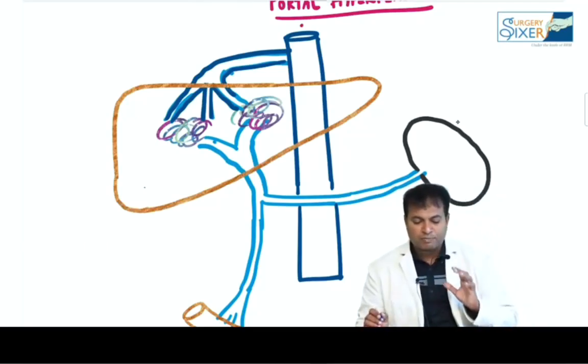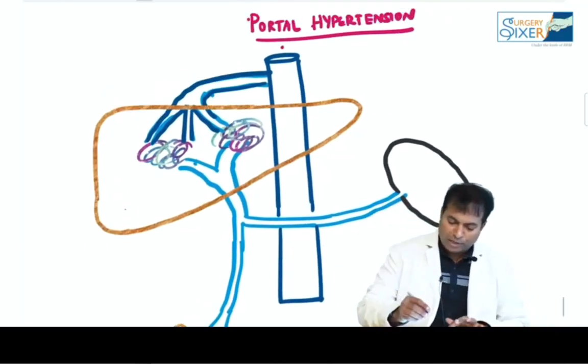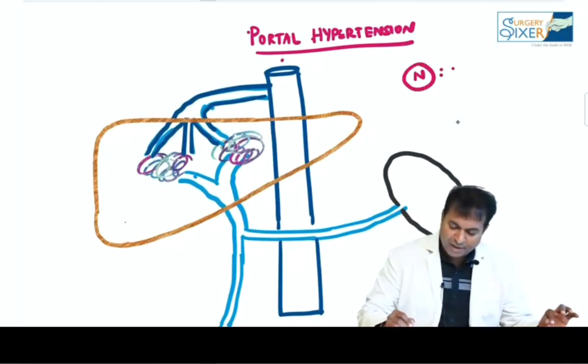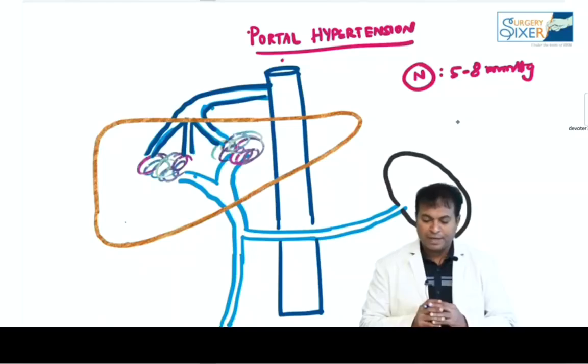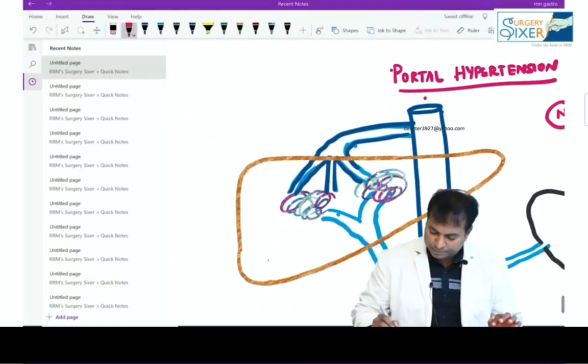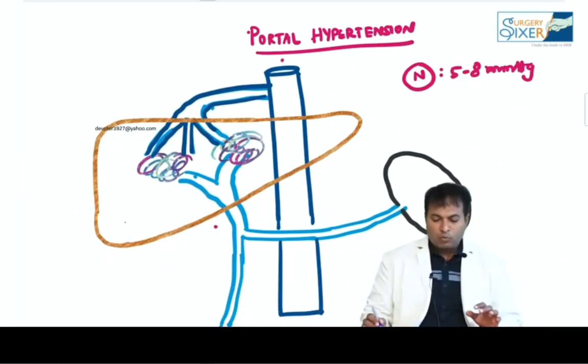Now there are many causes of portal hypertension. To understand portal hypertension, please remember the normal portal vein pressure is 5 to 8 millimeters of mercury. It is just 5 to 8 millimeters of mercury in the portal vein. Now, what are the causes of portal hypertension?